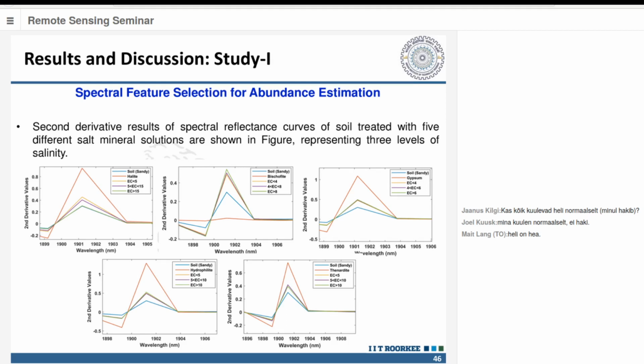And then after continuum removal, I calculated the second derivative of the spectral reflectance curves of soil treated with 5 different salt mineral solutions, shown in this figure, representing 3 levels of salinity.